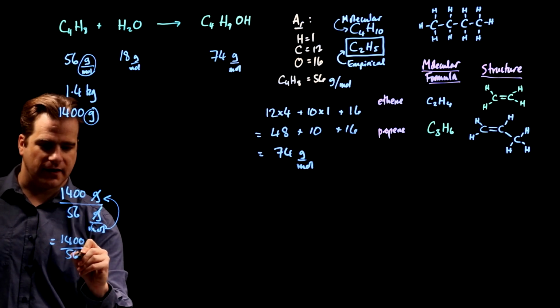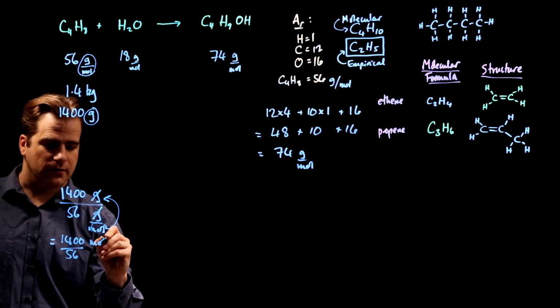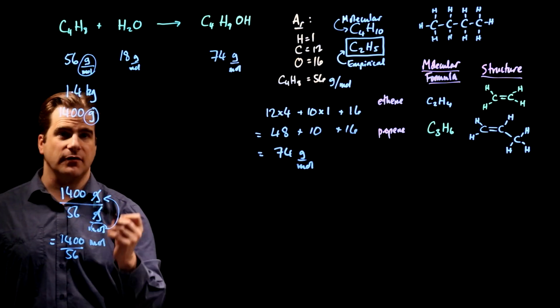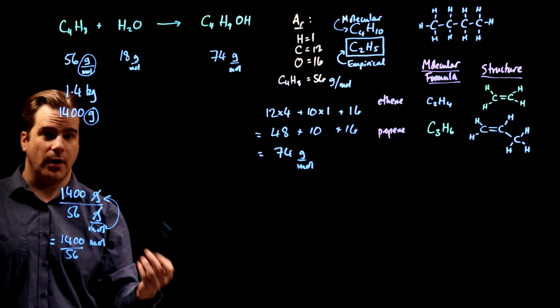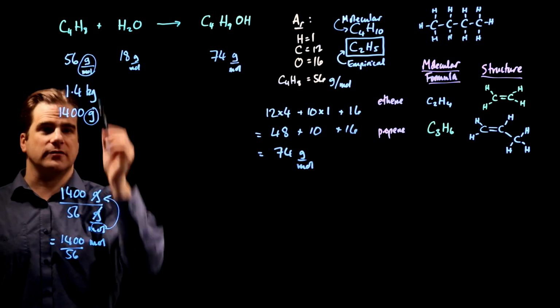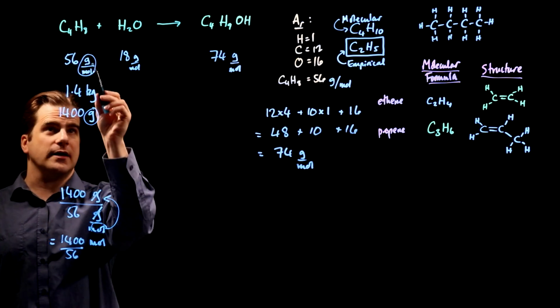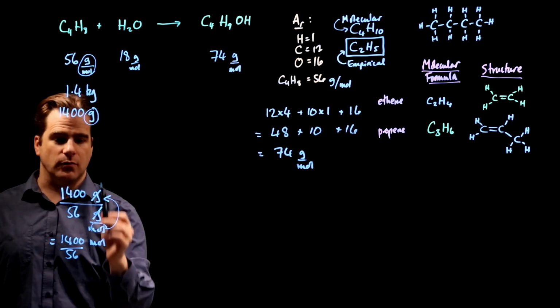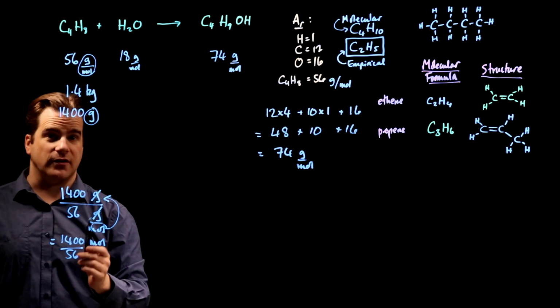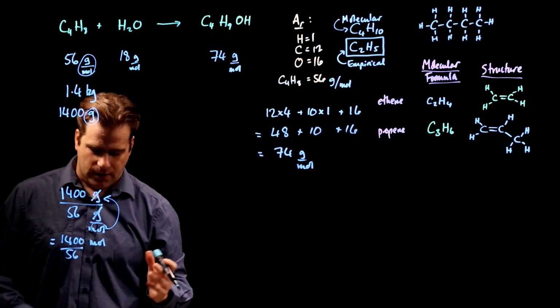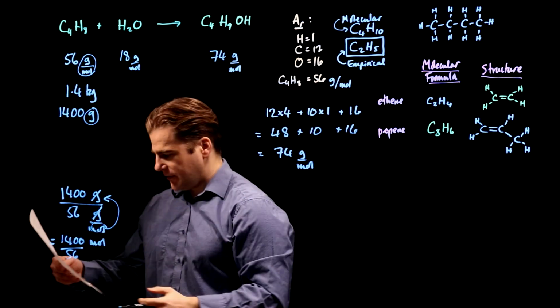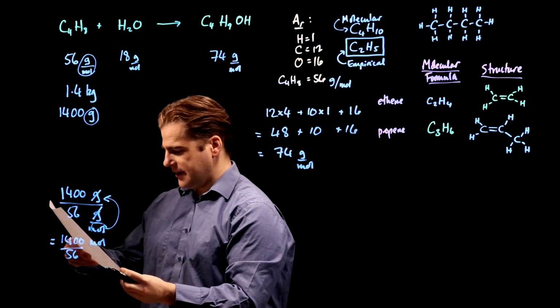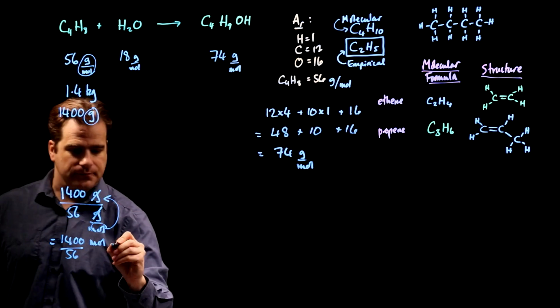divided by 56 moles. So when we stick that in the calculator, we've got something in units of moles. So we've worked out the number of moles of this. So that's why you must always write in the unit, and looking at the units tells you what to do. That's how I knew how to divide in this case. So 1,400 divided by 56 is 25 moles.